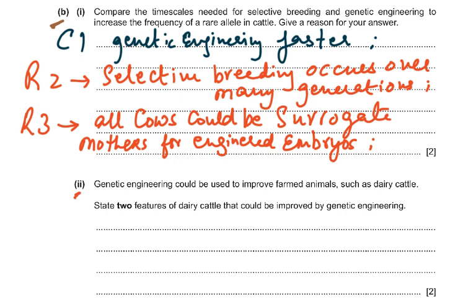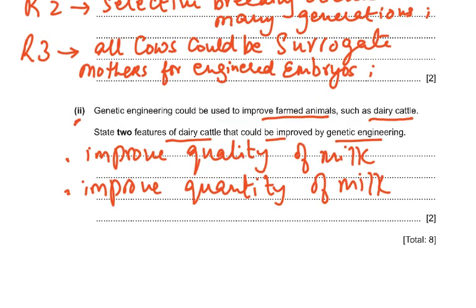Now coming to part 2, genetic engineering could be used to improve farmed animals such as dairy cattle. State 2 features of dairy cattle that could be improved by genetic engineering. What can we improve in dairy cattle? Improve the quality of milk and improve the quantity of milk. So quantity and quality. That would get you your 2 marks for this part of the question.